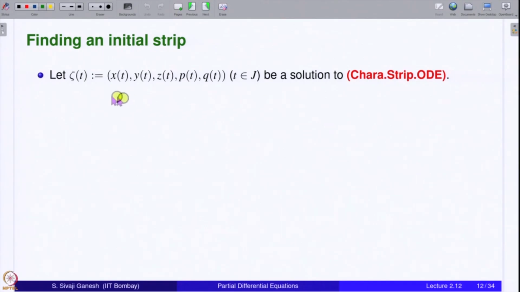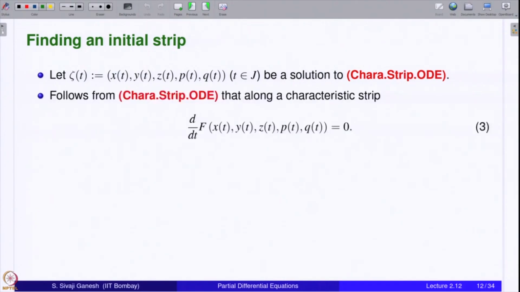So, let zeta t be x t, y t, z t, p t, q t, a solution to the Characteristic strip ODE. It follows from the Characteristic strip ODE that along a characteristic strip, d by dt of F is 0. How does it follow? You do the chain rule. So, it will be Fx into x dash t plus Fy into y dash t, Fz into z dash t, Fp into p dash t plus Fq into q dash t, and if you use these equations, it turns out that you end up with 0. Therefore, d by dt of F of x t, y t, z t, p t, q t is 0.